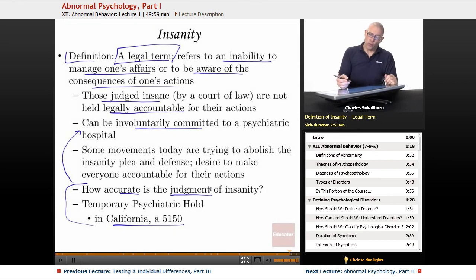And so one of the things that is going on today politically is that some are moving to try to abolish the insanity plea and the insanity defense because they say, irrespective of someone's mental health status, they want to make everyone accountable for their actions. So that is an issue that's out there, not something we delve into in AP Psych.